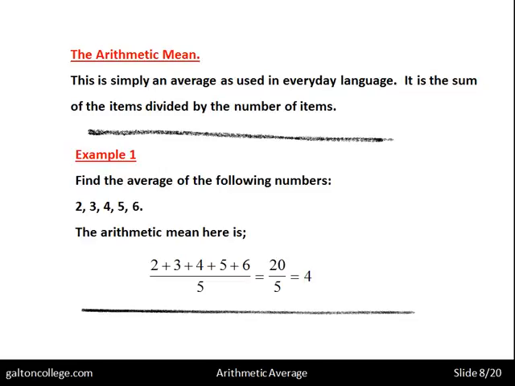5, 10, yep, 20. Just to make absolutely sure. Divided by 5, so the average is 4.